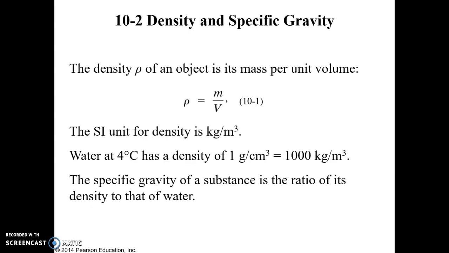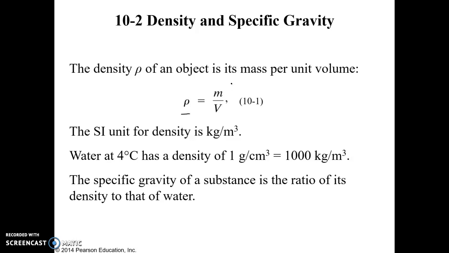One of the key characteristics of a fluid that we need to become familiar with is its density. We're going to use this symbol here, rho, to indicate density. This is the Greek letter rho. Let me turn on my pen here so I can highlight a few things. So there we go. Rho is equal to mass over volume.